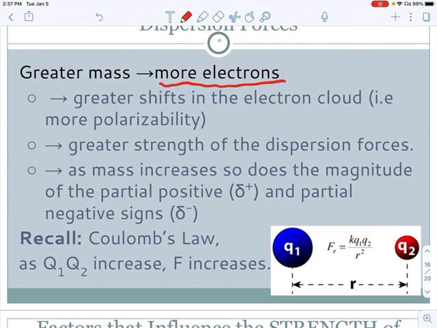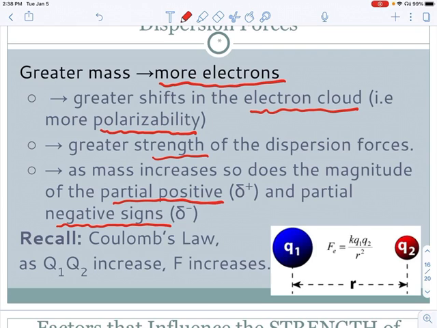And if you have two large molecules next to each other with a large amount of electrons, then they have huge electron clouds that can shift back and forth. And this creates larger dipoles. We say that they are more polarizable because there are more electrons that can shift. And this can result in a greater strength of dispersion forces, because the partial positives and the partial negatives are larger, the more electrons there are in the electron cloud.